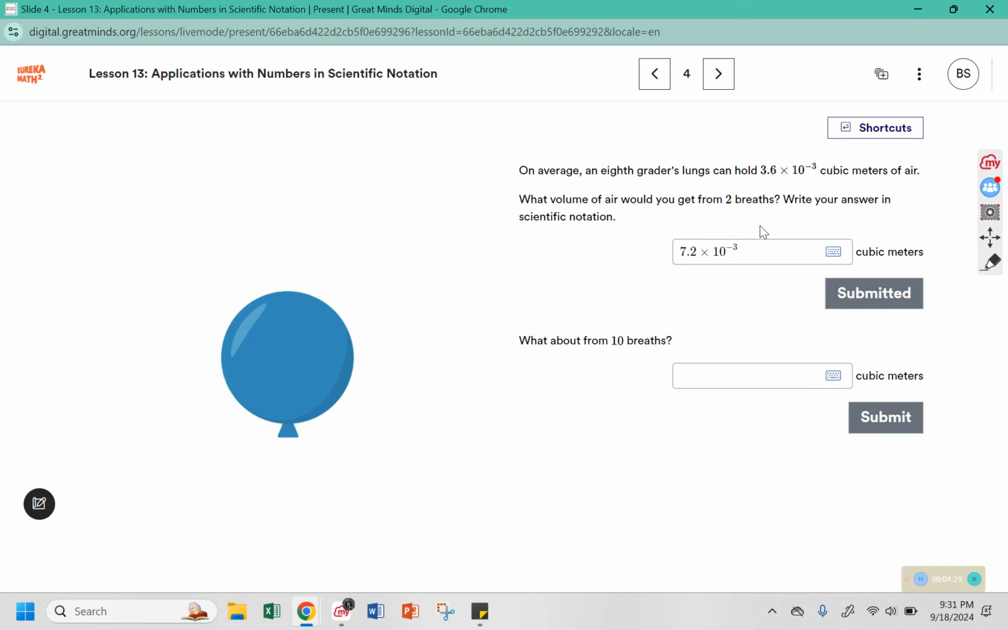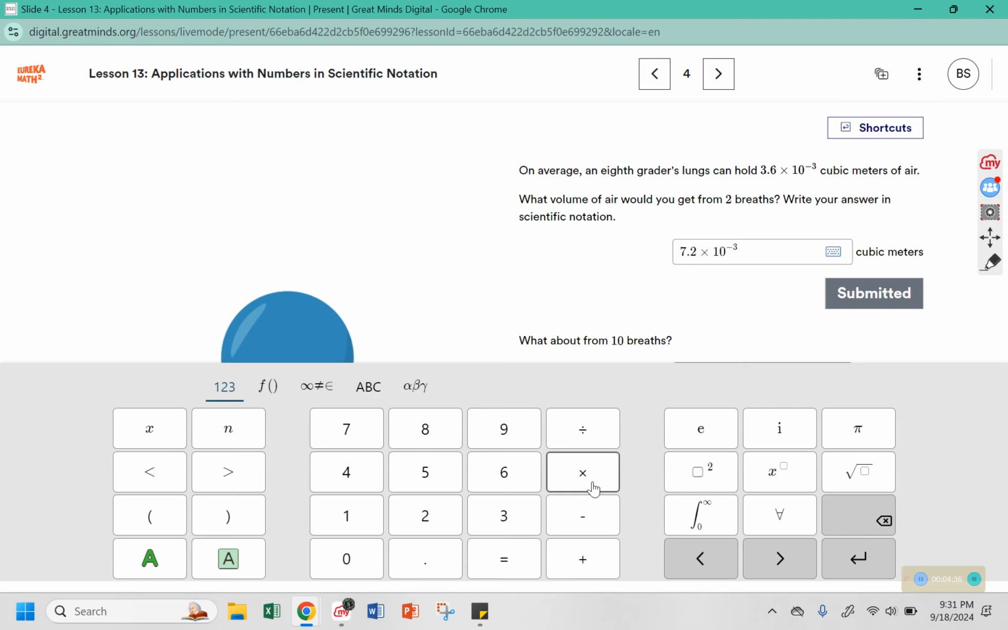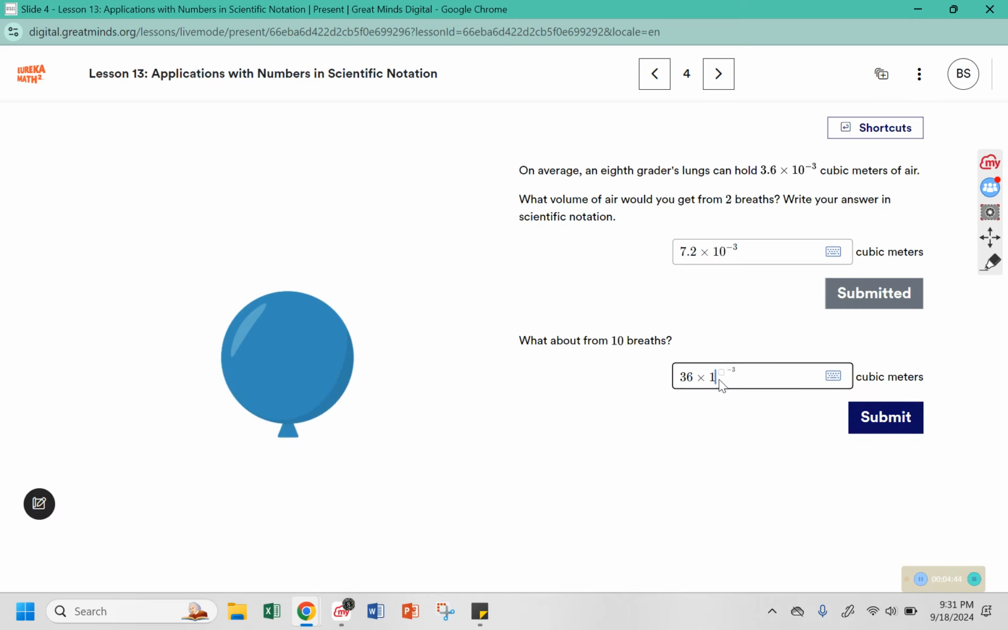What about 10 breaths? So if you multiply 3.6 by 10, that would give us 36 times 10 to the negative third. But that's not in scientific notation. We need to change it so that we have 3.6. If we make this smaller, the exponent needs to get bigger. So from -3 to -2.